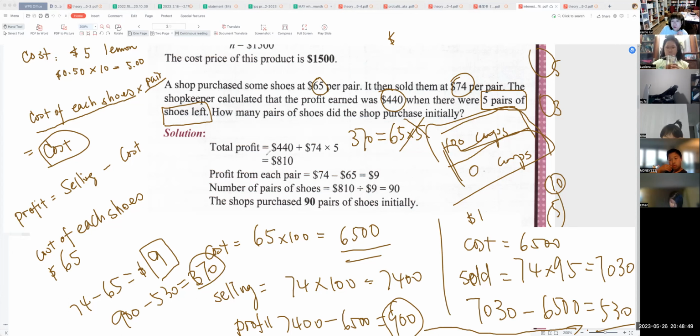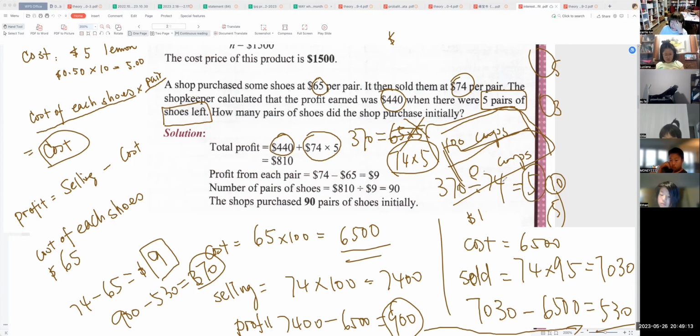Okay, so the profit is actually included the 5 pair of shoes that is being sold at the price of 74. Understand? So 370 divided by 74 equals 5 pair of shoes. Get it, everybody? So how do we do it?